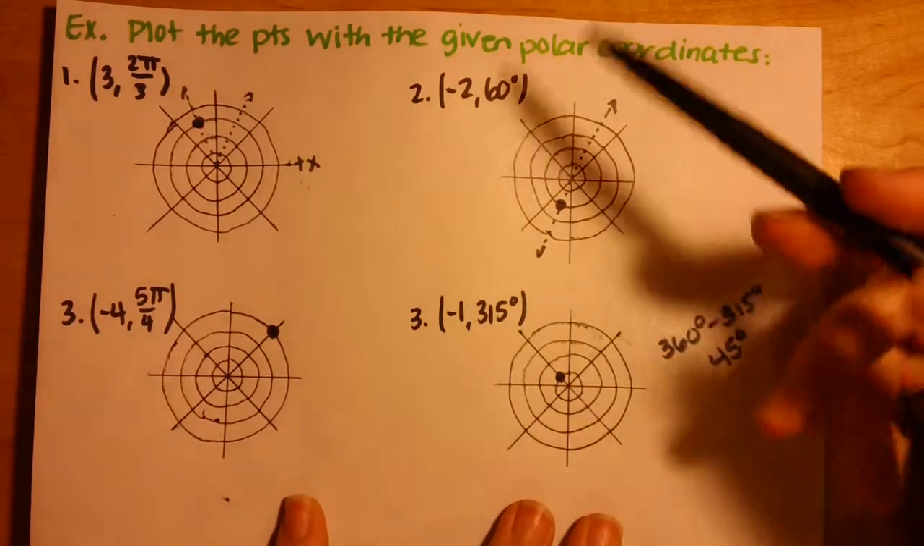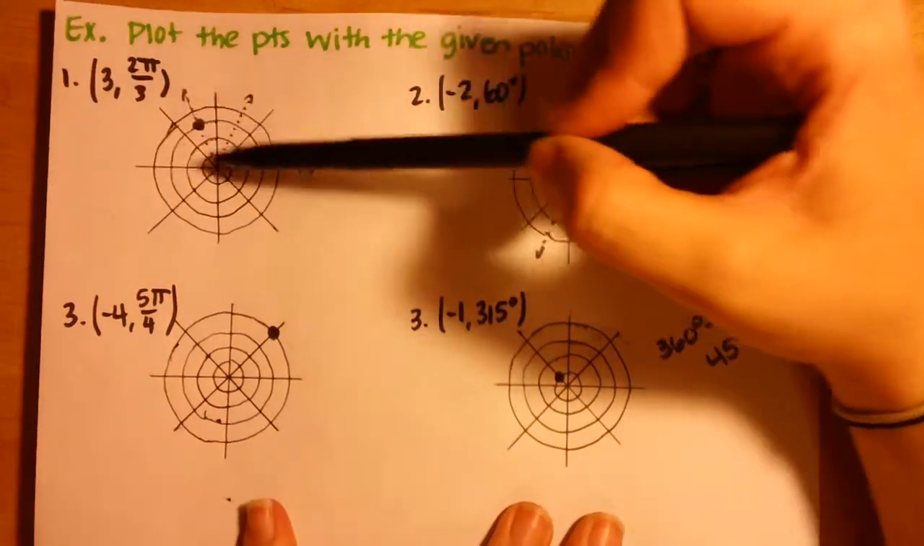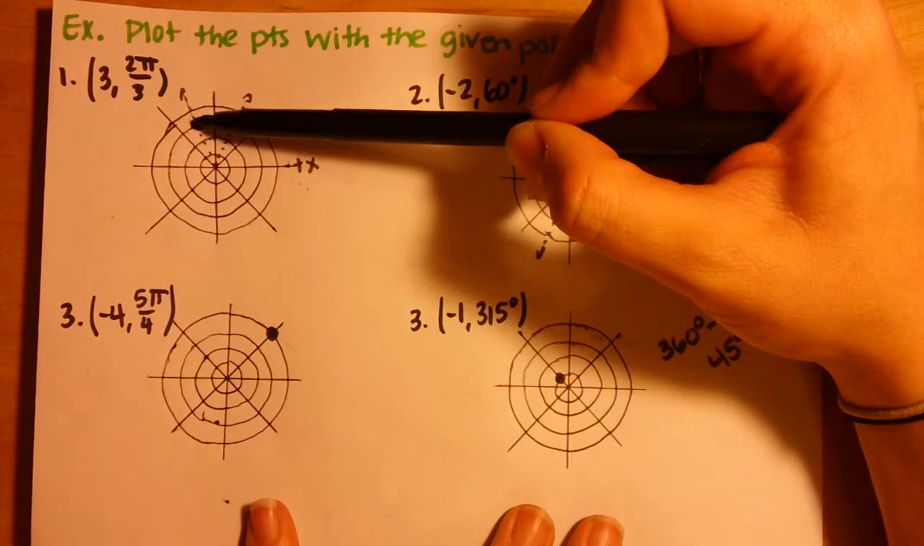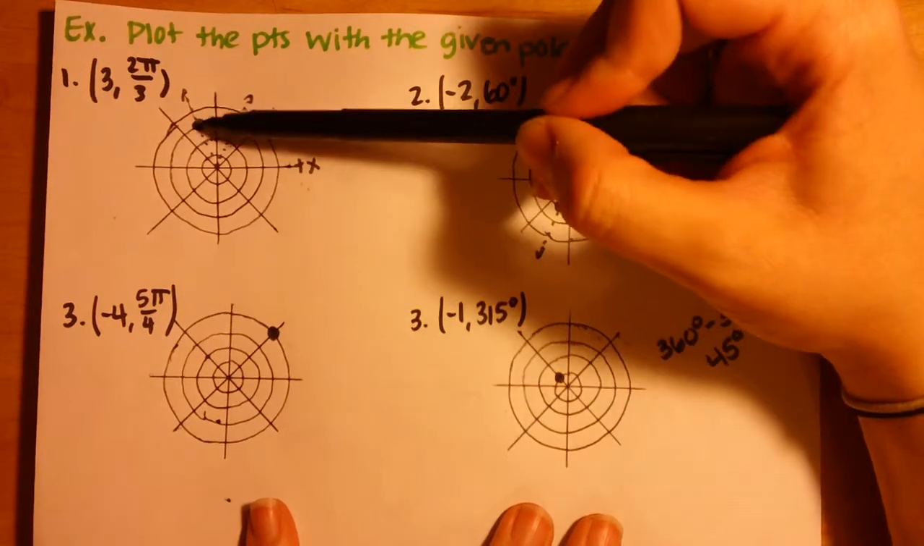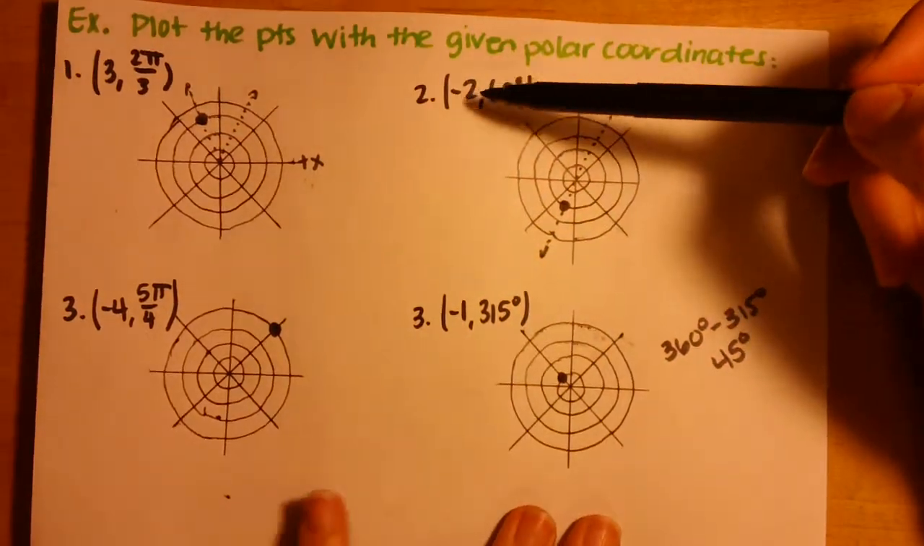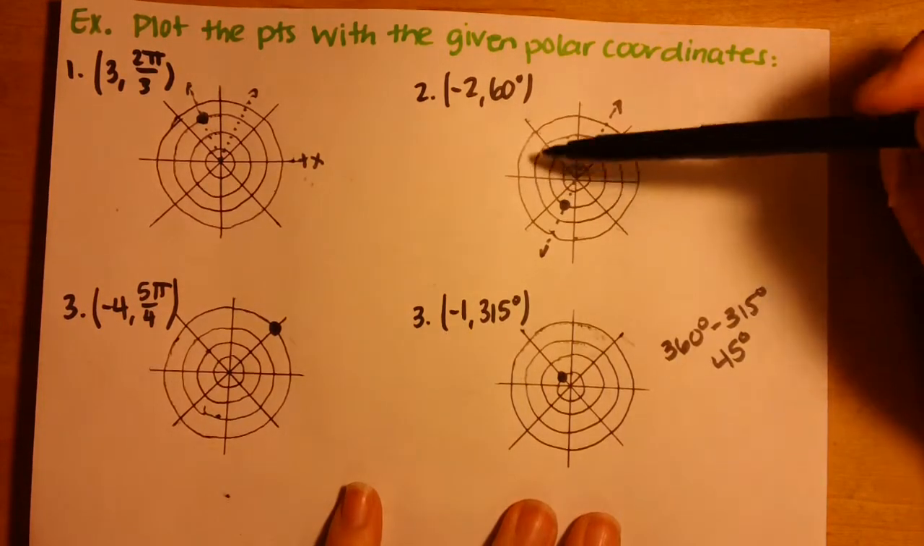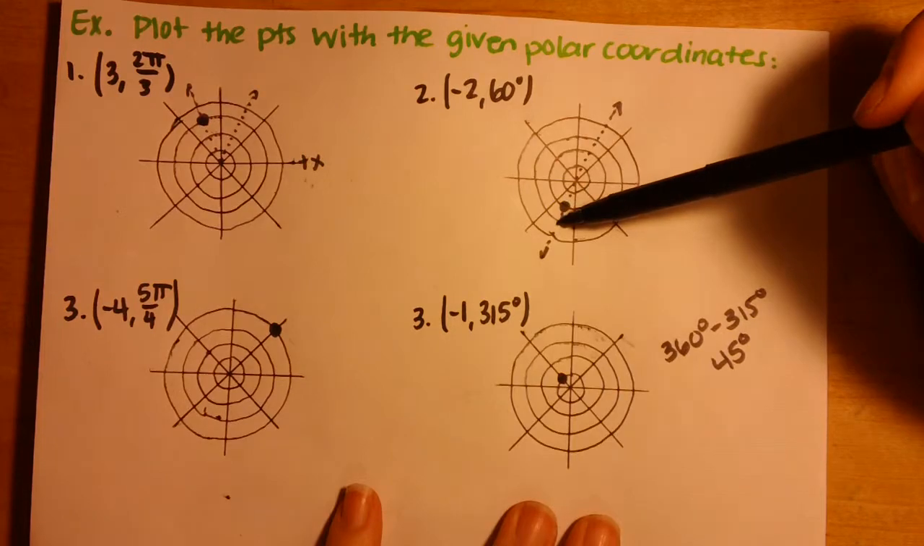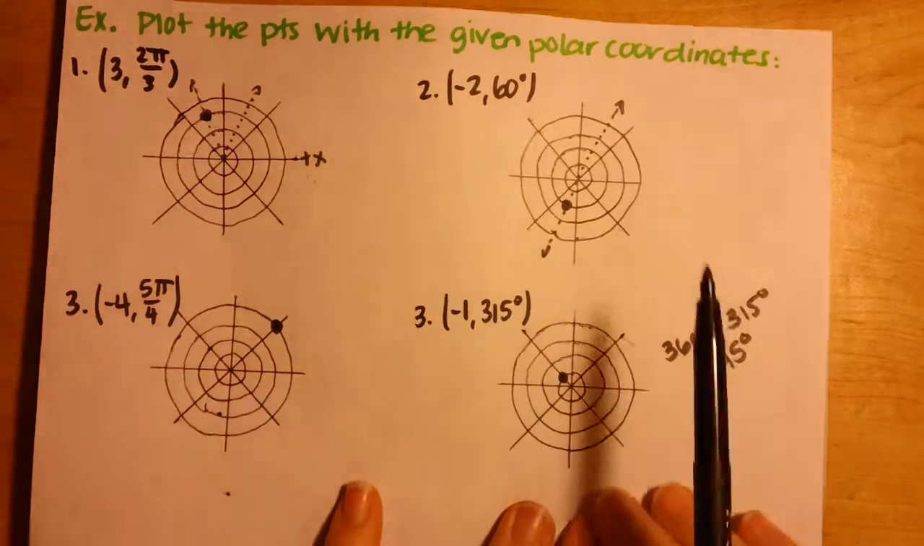Okay? So if you're starting with a positive r value, you start on that positive axis, and you count your angle like normal. If you start with a negative r value, you start on the negative axis and you count your angle in the same counterclockwise direction, but from where you start. Okay?